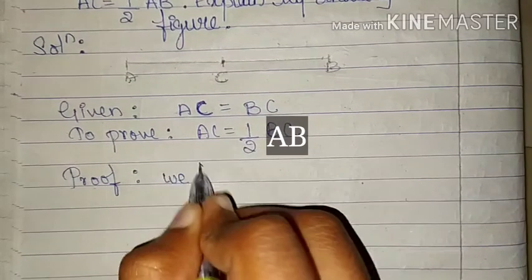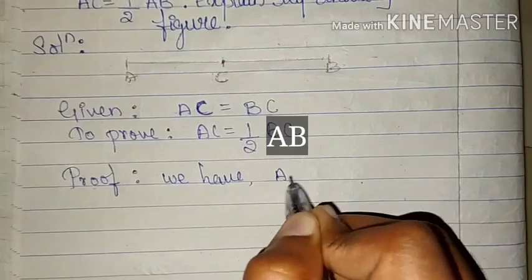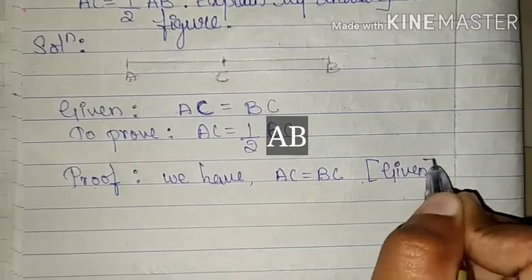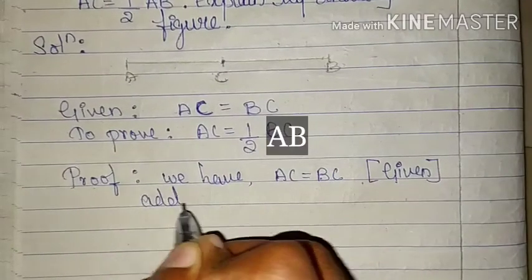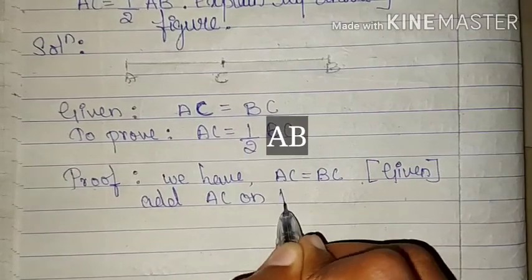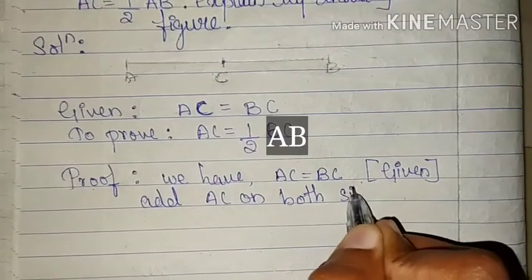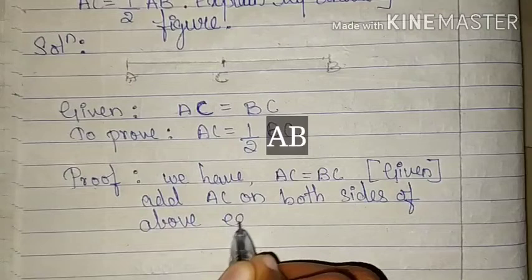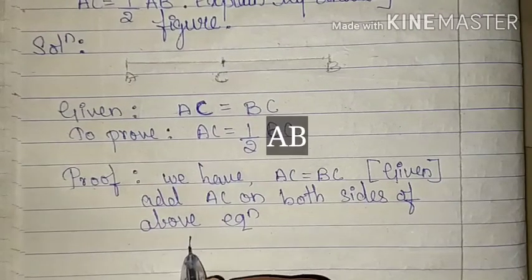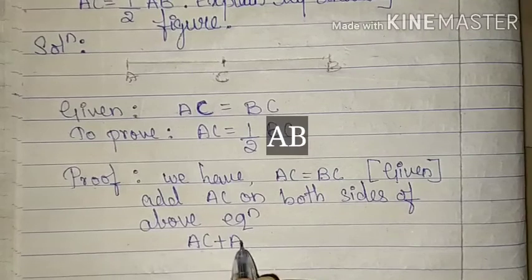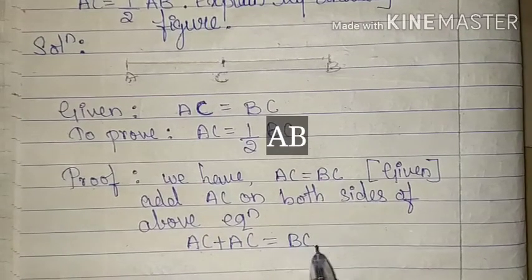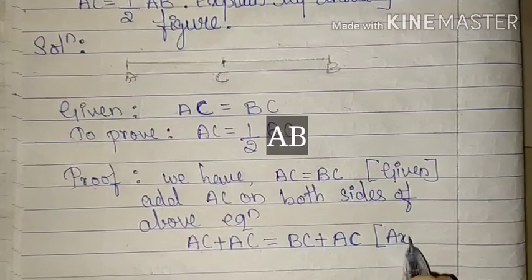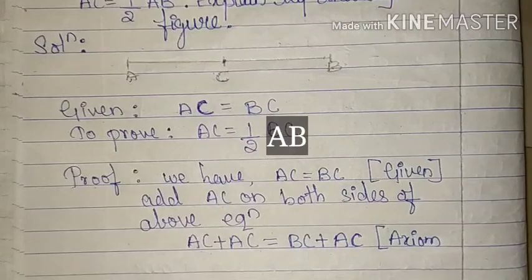We have AC is equal to BC. This is given. Right? Add AC on both sides of the above equation. We get AC plus AC is equal to BC plus AC. This is axiom 2.